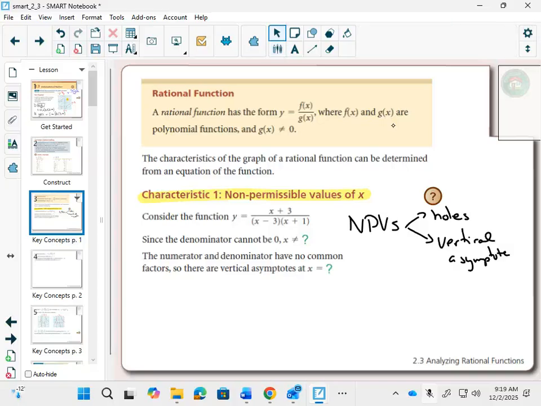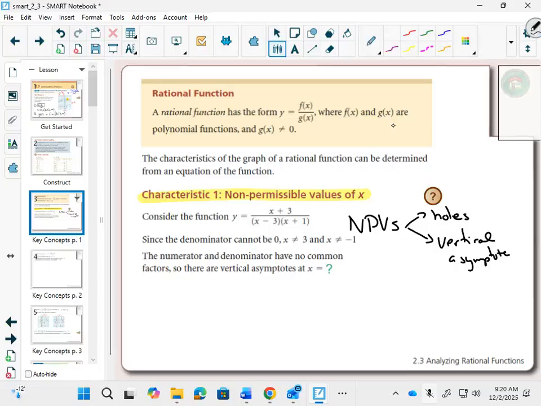So this first example they give us here is x plus 3, that's a line, over, and it's already factored, x minus 3, x plus 1. So we have a parabola on the bottom. This would be group 3, where the degree is bigger on the bottom. And you have two non-permissible values. X can't equal 3, and x can't equal negative 1.